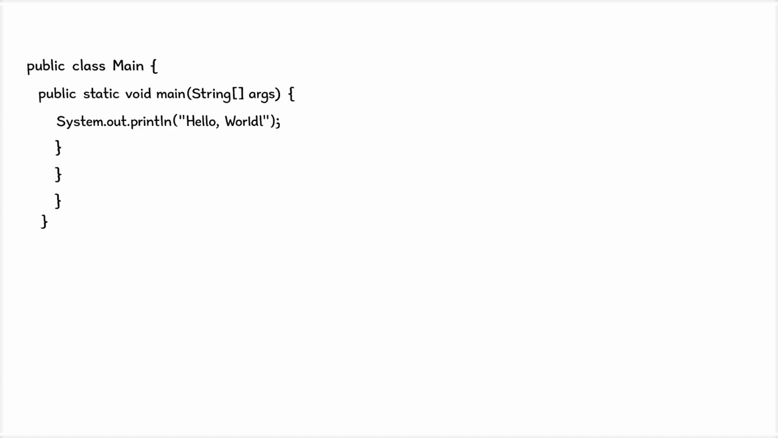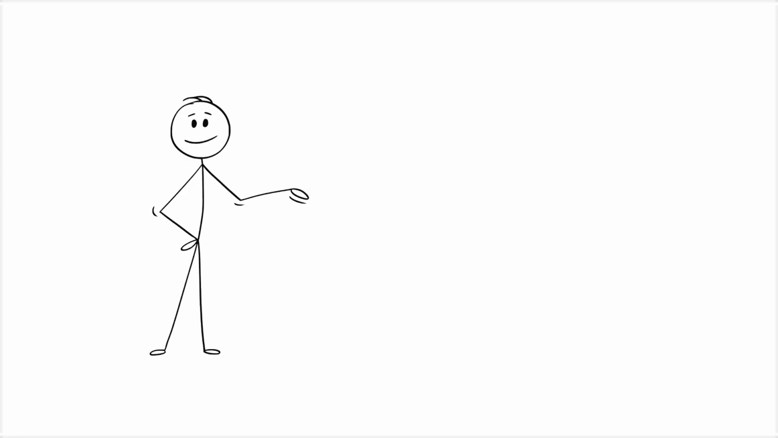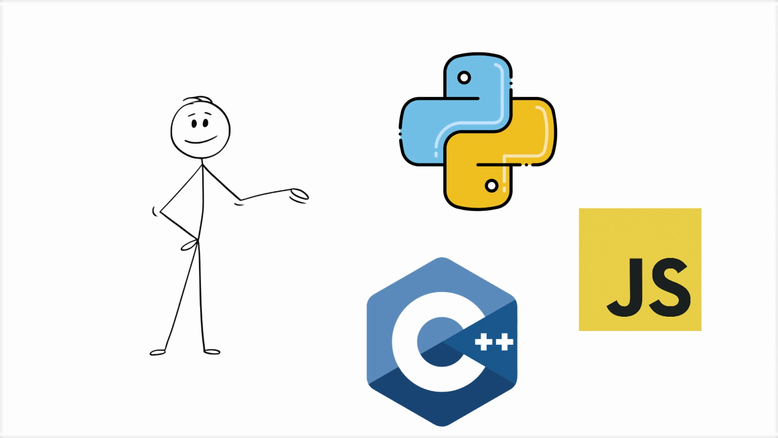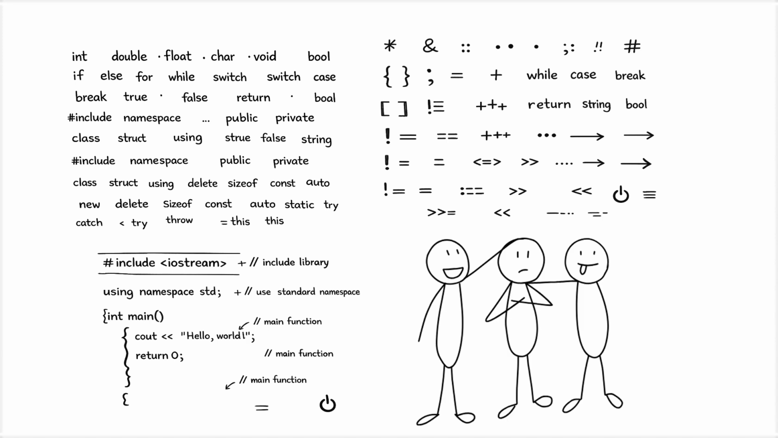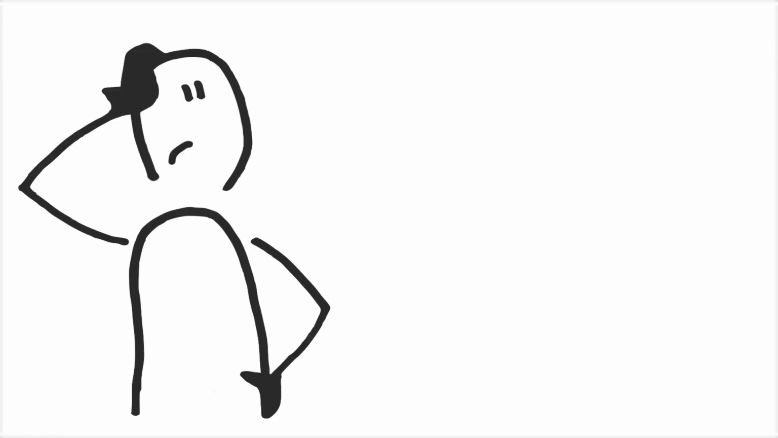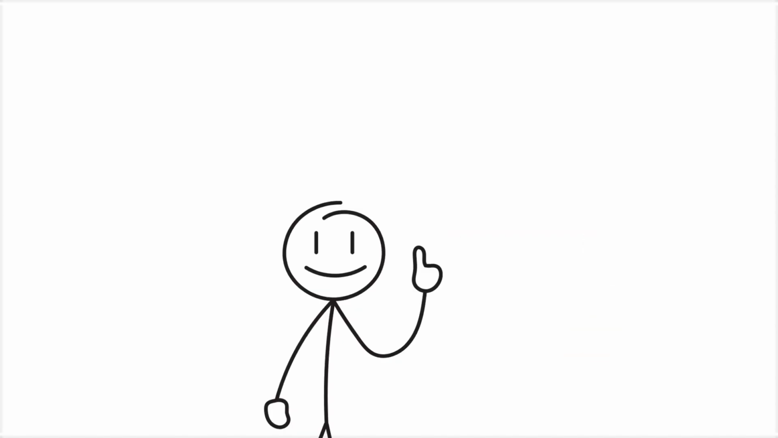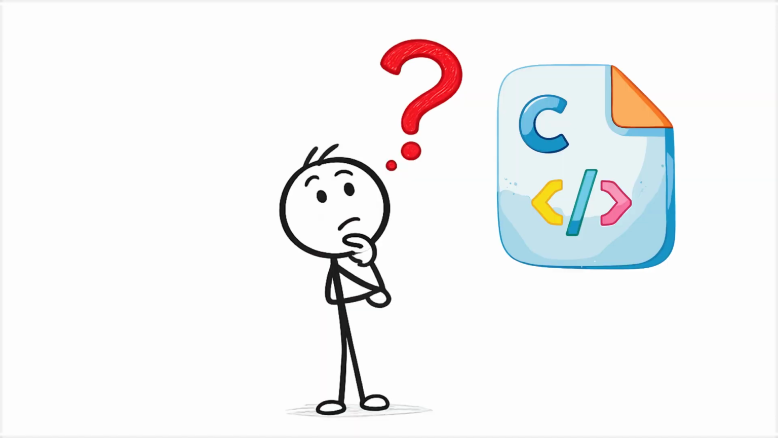Most code is written in a programming language designed for humans, not machines. Languages like Python, JavaScript, or C++ use words, symbols, and structure that make sense to people. But computers only understand machine language, which is made of simple binary instructions, ones and zeros. So before anything actually runs, your code has to be converted into something the computer can understand. How this conversion happens depends on the language.